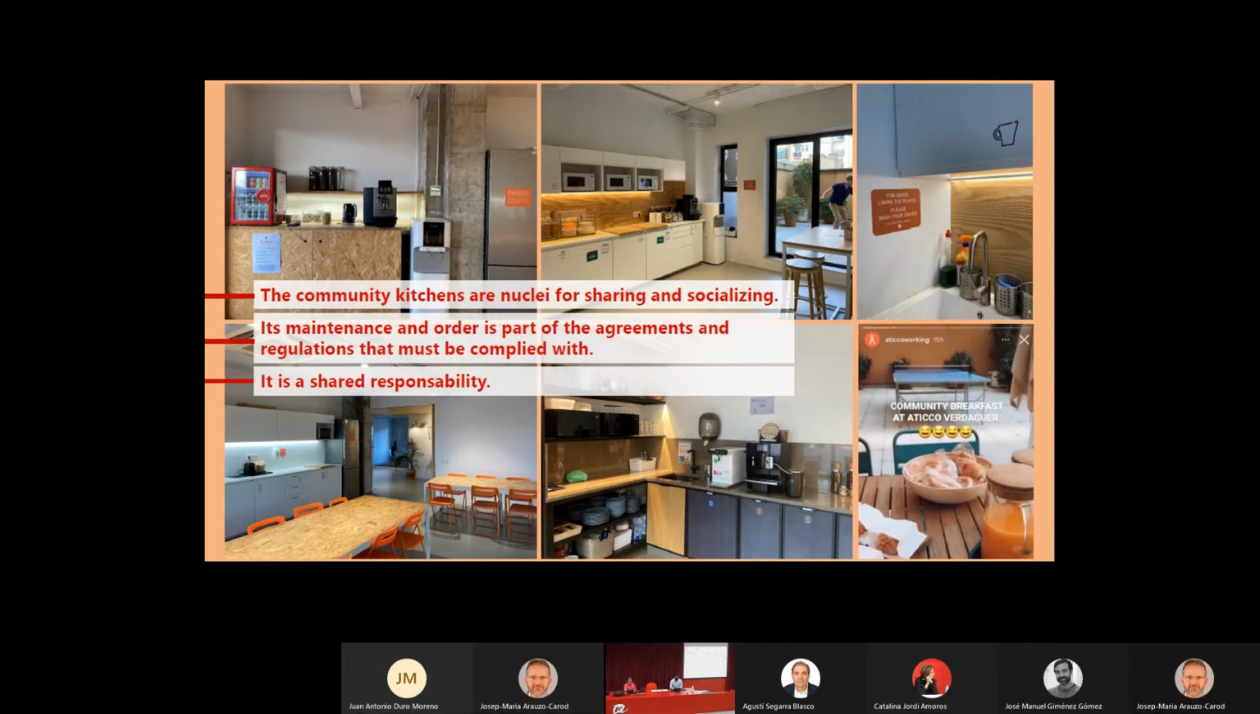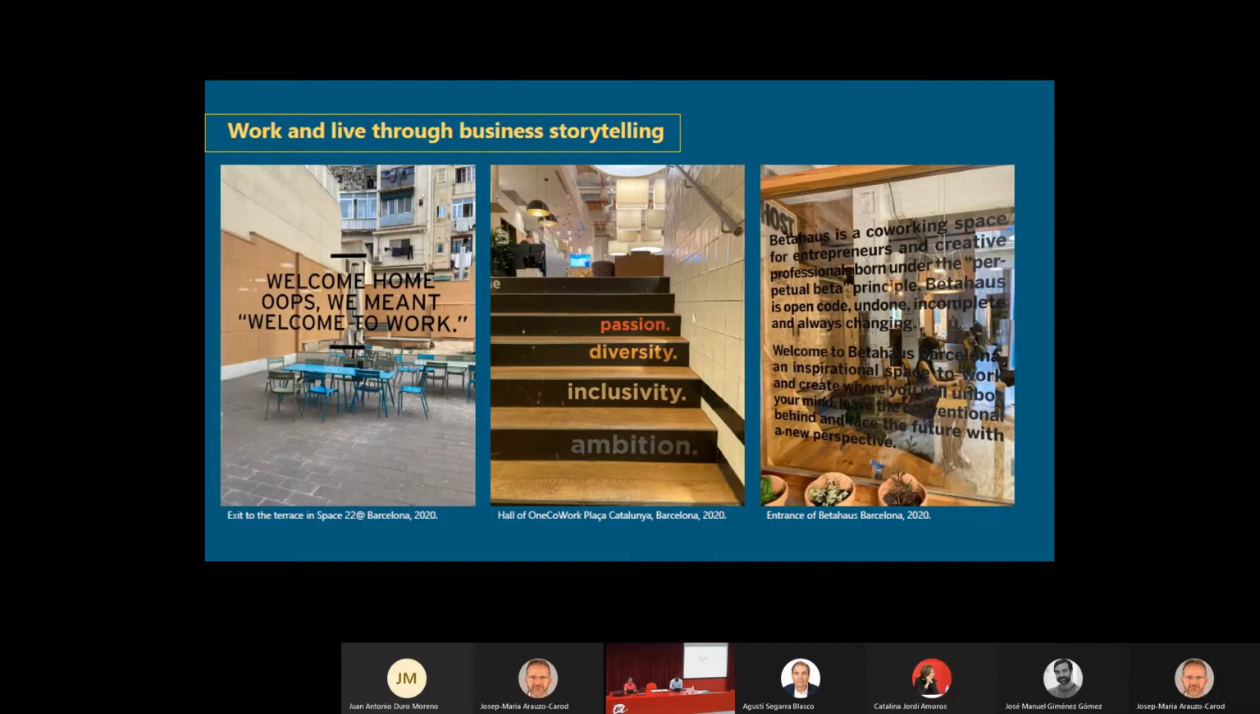An important space in co-workings are community kitchens, or the space of the kitchen, which are nuclei for sharing and socializing. In this case, not just the space is shared, the responsibility of taking care of that space is also shared. And the different agreements and norms are shared. The corporate discourse through the business storytelling is perceived in all the spaces, communicating the different values that the narratives of sharing have.